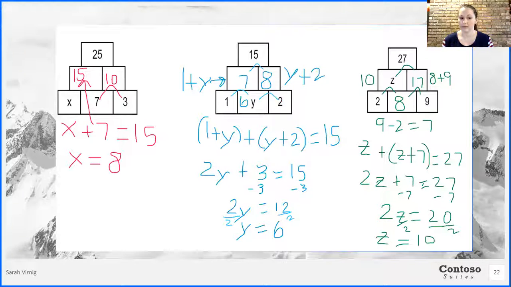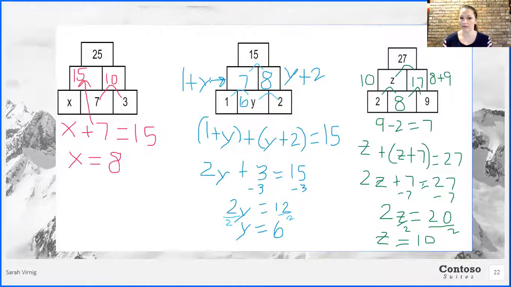So that leaves us with 2y equals 12. Now to get y by itself, we divide by 2. Remember, what we do on the left side, we also have to do on the right side. So 2y divided by 2 gives us y. 12 divided by 2 gives us 6. So we know that y equals 6.